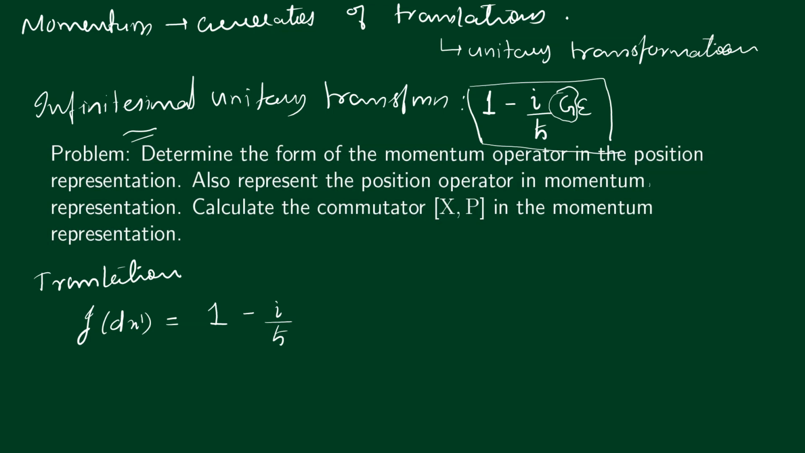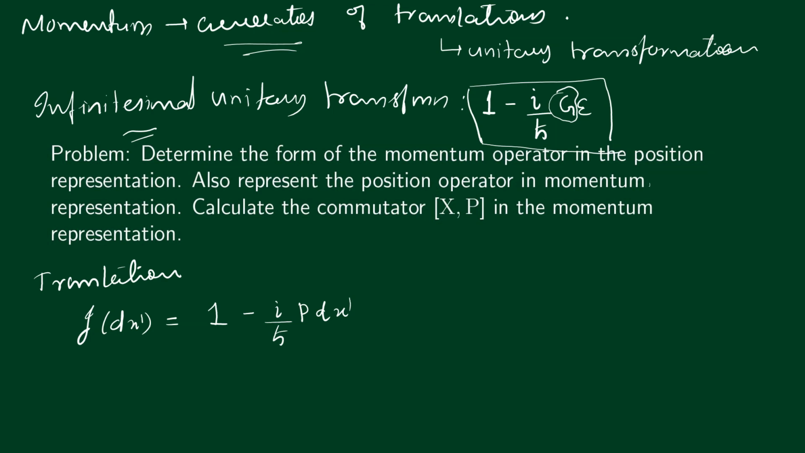And the idea that we started with is that momentum is the generator of translations. So instead of G here, I'm supposed to add the momentum operator in here. And epsilon is an infinitesimal parameter, which we write here as dx prime. So we have defined the momentum operator as the generator of infinitesimal translations.